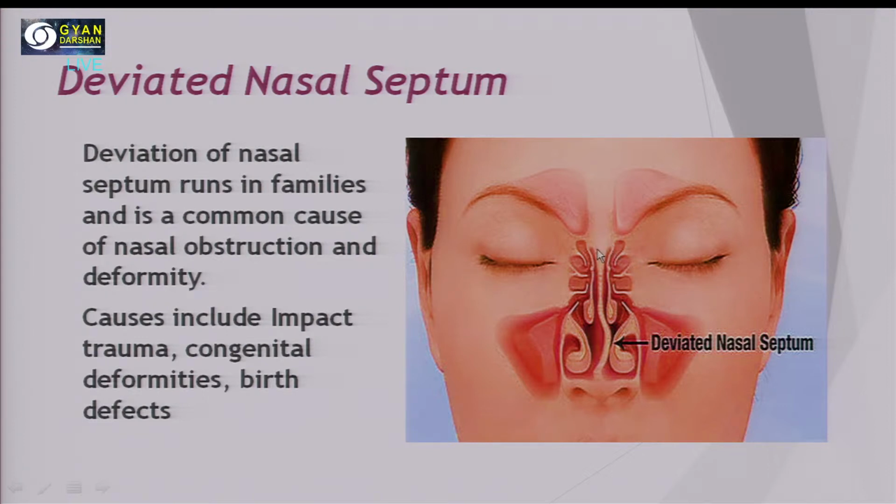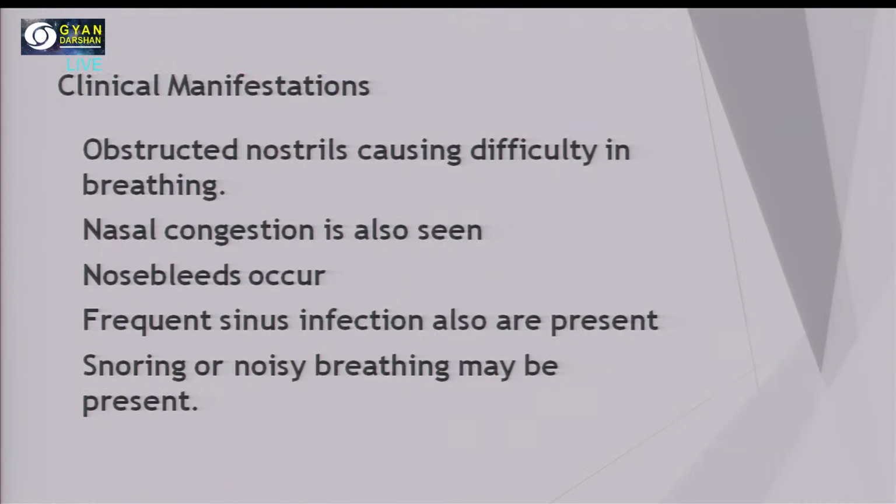As you can see, this nasal septum has deviated. It should be a straight line, however it has deviated to one side of the face. So this leads to obstruction on this part of the nose, and hence nasal obstruction can also occur as a complication. The causes can be trauma, congenital deformities, and even birth defects.